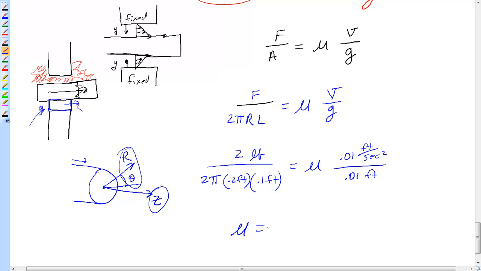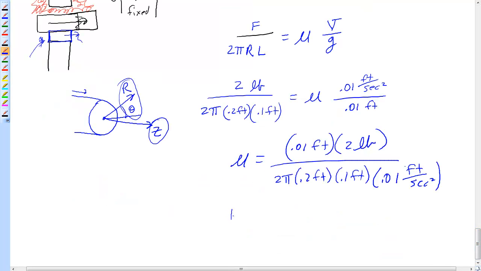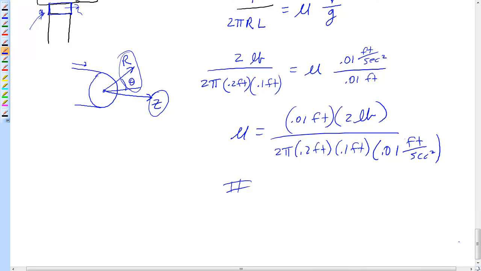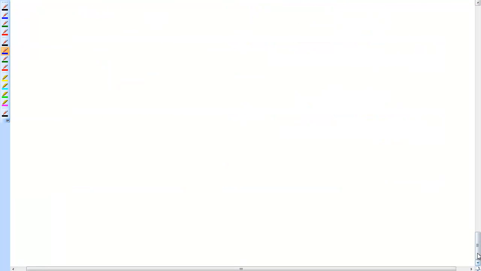So now you can basically move everything over. 0.01 feet times 2 pounds divided by 2 pi times 0.2 feet times 0.1 feet, and then move this underneath. 0.01 feet per second squared, and you can carry out this calculation and get a number. So we can move on to another problem. Let's move on to another type of problem here.